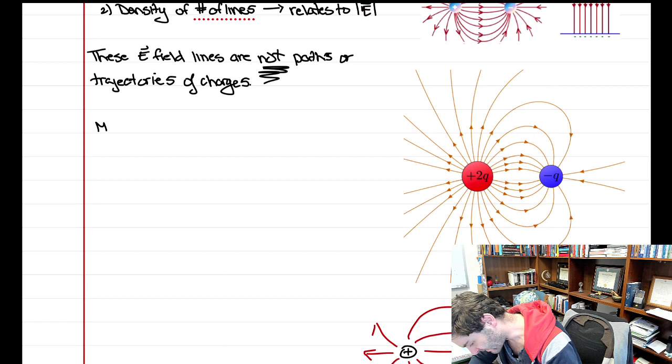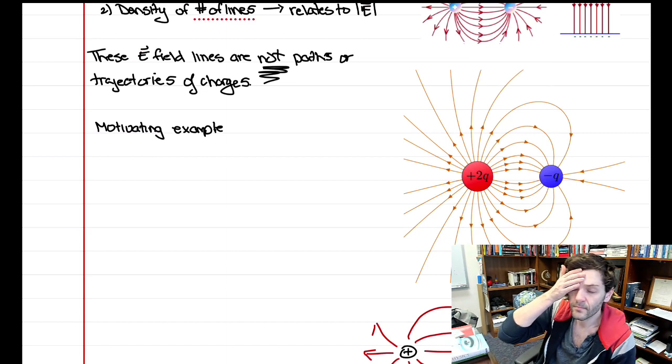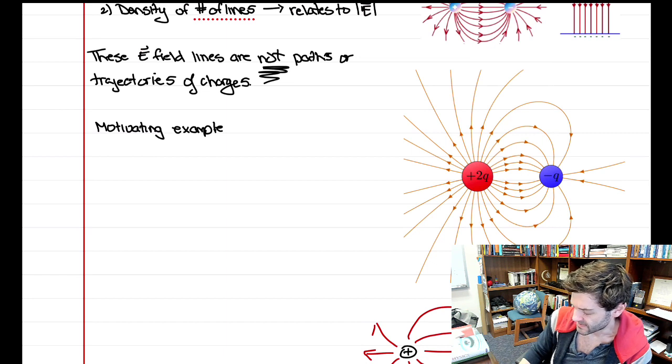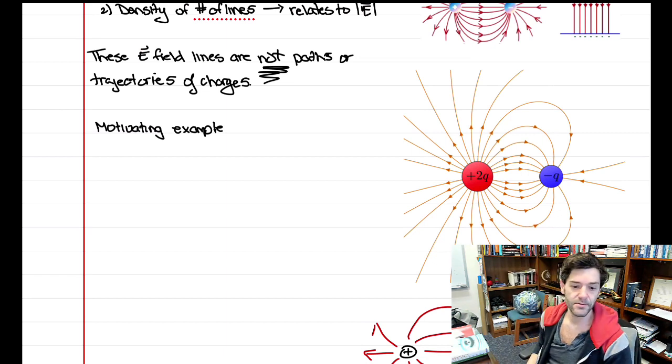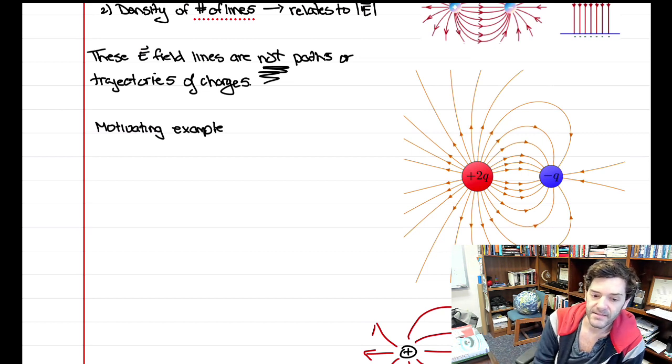So, let's have a motivating example of why we should care about electric field lines and this idea of flux. Let me take, for example, this dipole. You have a charge of 2Q and then a charge of negative Q. I could draw some electric field lines, and they would be drawn like what I've drawn there, or what a computer has drawn there.